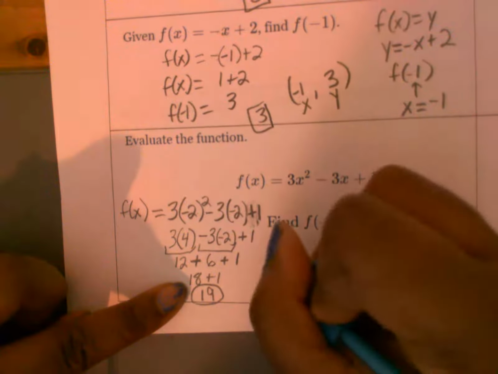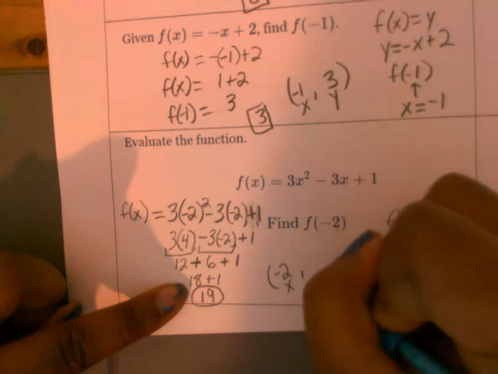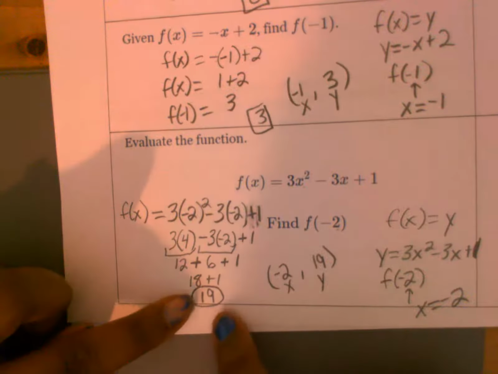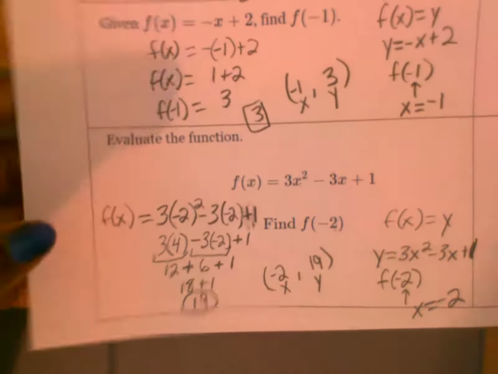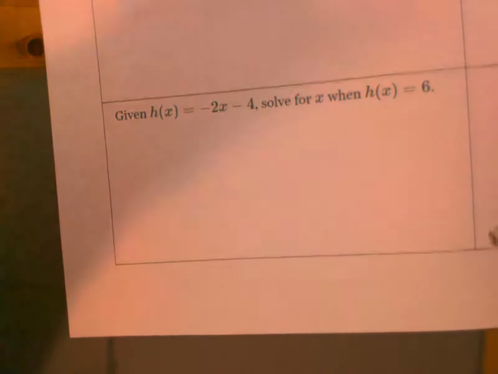If they wanted me to write it as an ordered pair, x they already gave me as -2, y you just found as 19. But they just want you to type in the answer 19. Okay? All right. Remember, you can always rewind and watch the video again, okay?